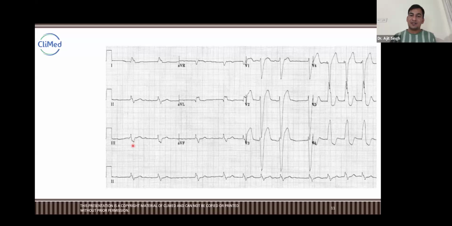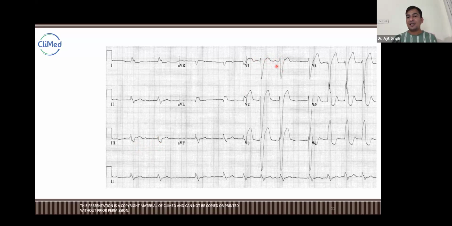Look in the third, very clear. You can see the W. Look at the third, very clear. It is W. And look at V1. It is W. It is not M. The complex you have to see is in V1. It is W, clear W.